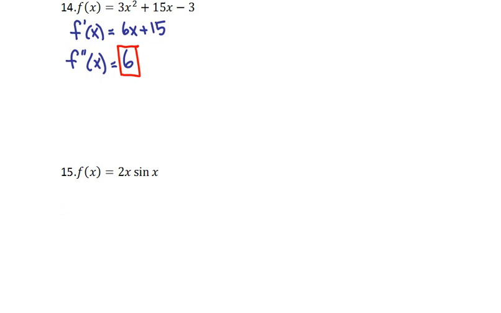Alright, for number 15 we're trying to find the second derivative of 2x sine x, so we have to find the first derivative first. And the basic structure of this is a product rule. We have two functions, 2x and sine x. And so 2x is going to be our first function, sine x will be our second function. Alright, so we'll find the derivative of 1 d2 and then 2 d1.